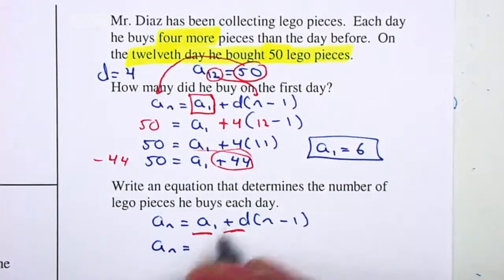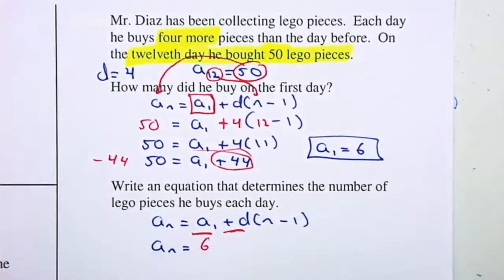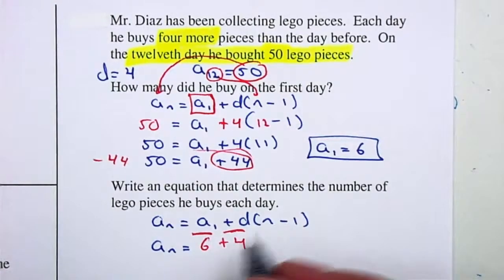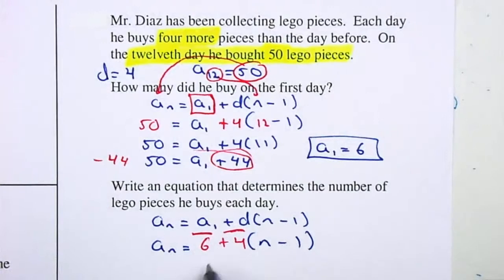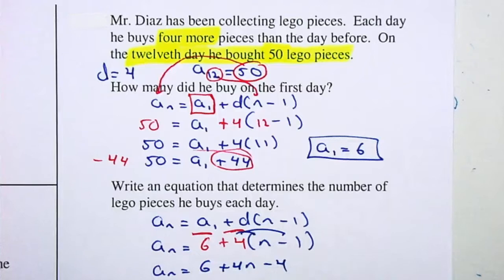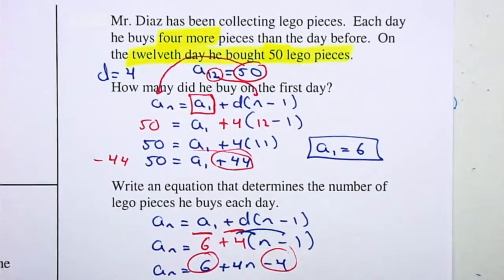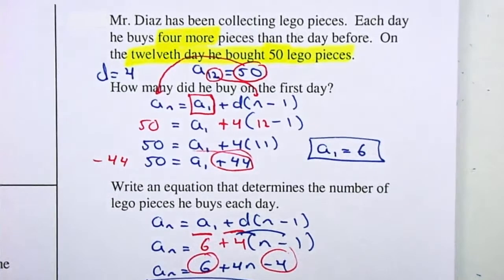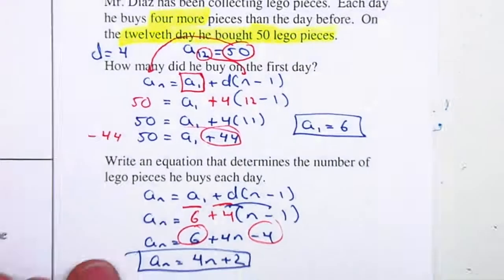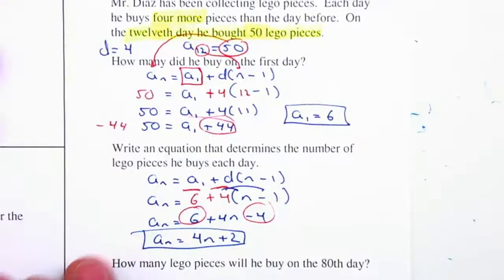A sub n is equal to A sub 1, which is 6, plus your difference, which is positive 4 because it's increasing, times n minus 1. Distribute the 4 using the distributive property, giving 4n minus 4. Combine like terms. And that is the equation that will determine how many pieces he buys any day.